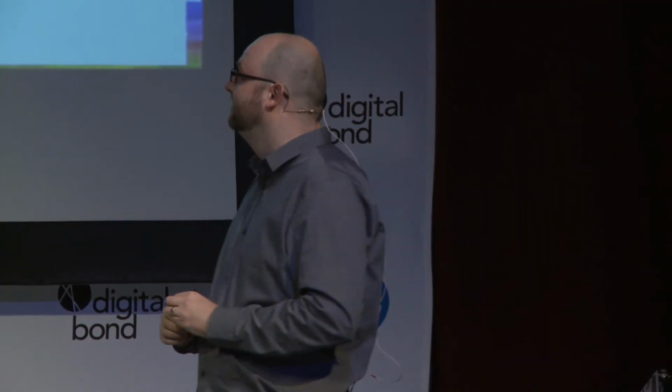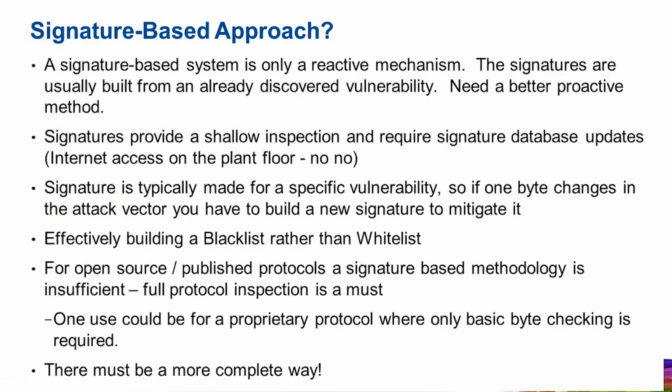So this is my rant slide, or actually I have two slides about the signature-based approach. In my opinion, the way it works is that to build a signature, there has to be a vulnerability already published so you can go back and build a signature against it to mitigate that attack. So it's a reactive mechanism rather than a proactive one. With signatures, you can build one that says I'm going to look at one specific byte. What if the malware has a mutation? You're adding extra fields to it, changing offset values. So that signature is no longer good. You have to get a database update.